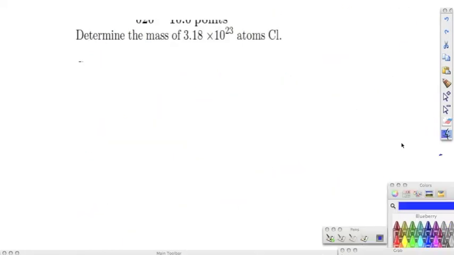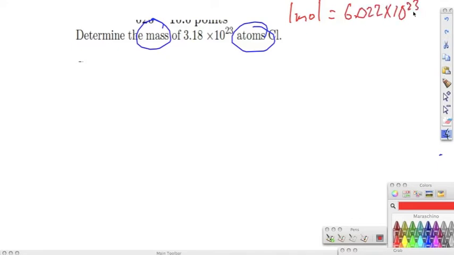Okay, on this one it says determine the mass of 3.18 times 10 to the 23rd atoms. So we're going from atoms to mass, so we're going to need 2 conversion factors on this one. Our 2 conversion factors: we know that 1 mole of anything equals 6.022 times 10 to the 23rd atoms. We also know that 1 mole of anything equals the molar mass. And in this case, we're dealing with chlorine, which is going to be 35.45 grams. We found this on the periodic table.